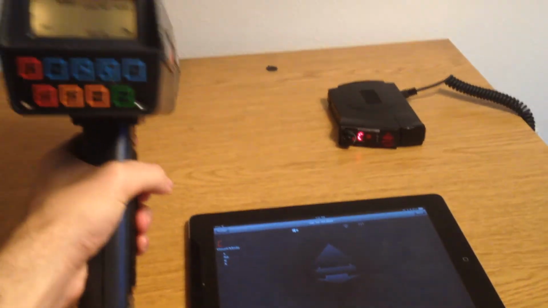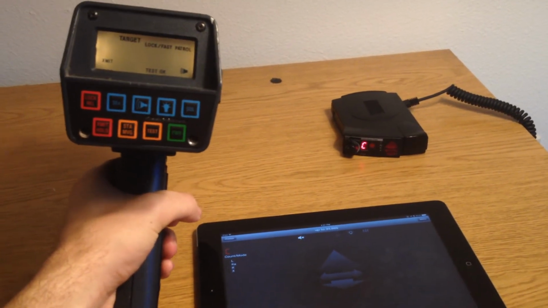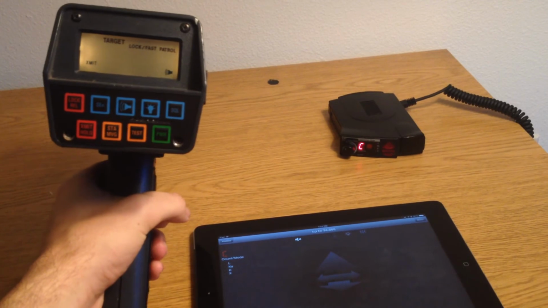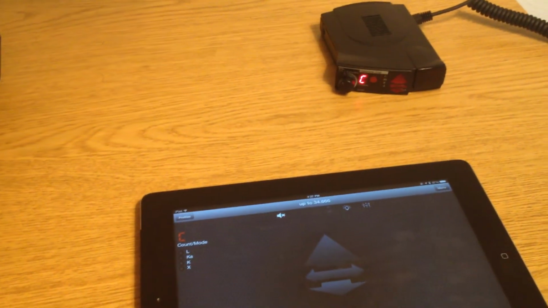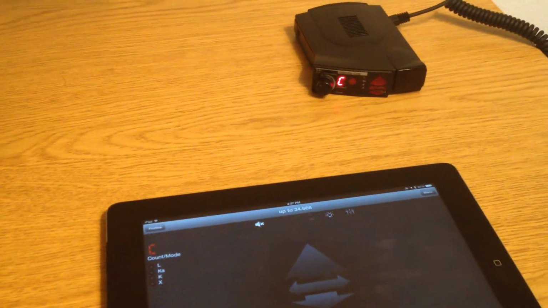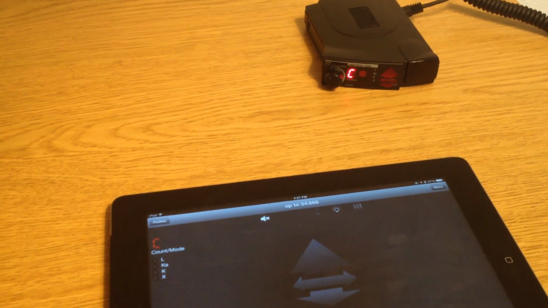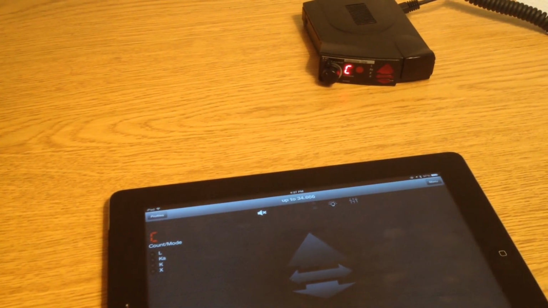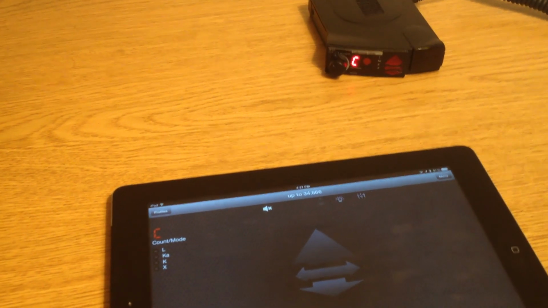So, look at that. Transmitting, custom swept, and it is not being picked up by the V1. So, I guess moral of the story is the V1 does not oversweep. So, interesting. I thought the opposite would be the case, but there you go.